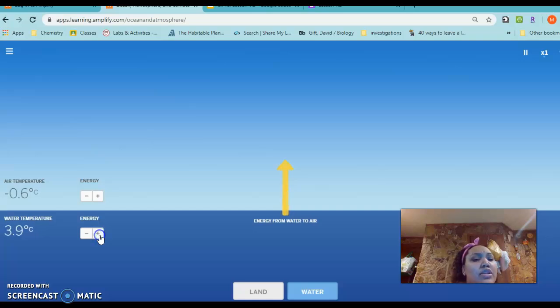So I'm noticing something, and that is if there's more energy in the water, then the air temperature increases. And I'm noticing that this stops when the two temperatures are the same. Does anybody remember what that's called? Exactly, that's called equilibrium. So we're going to add energy until my two temperatures reach equilibrium.